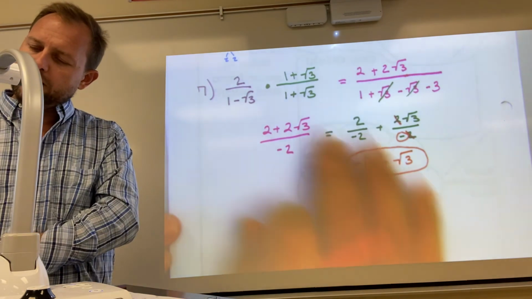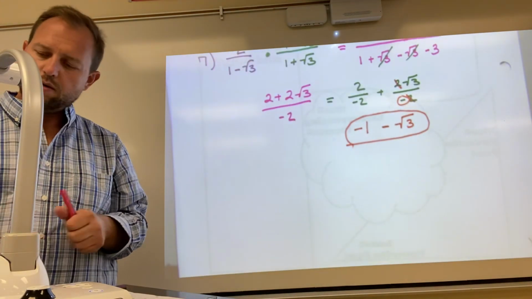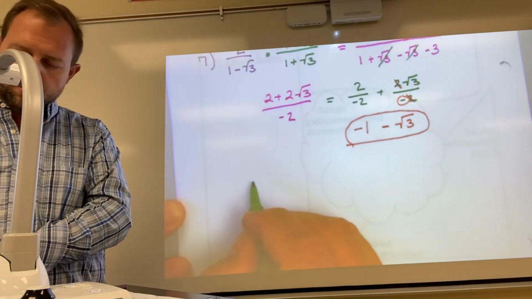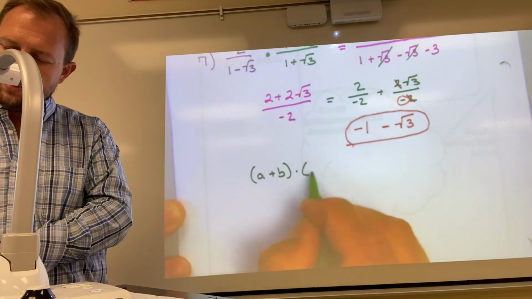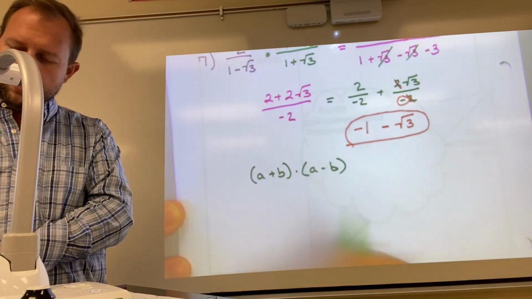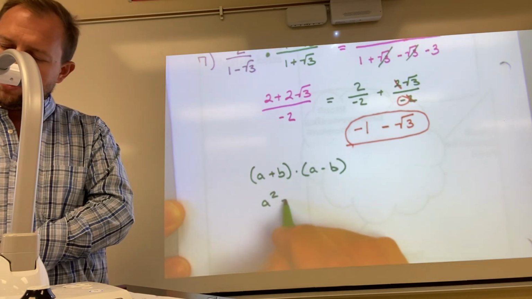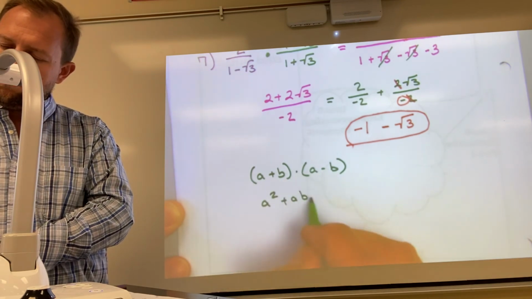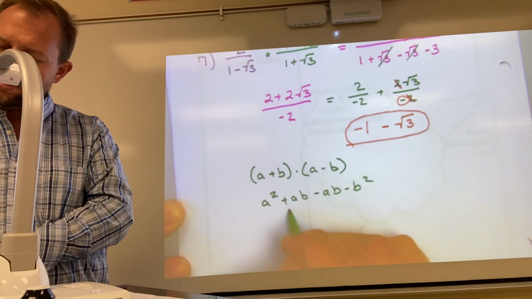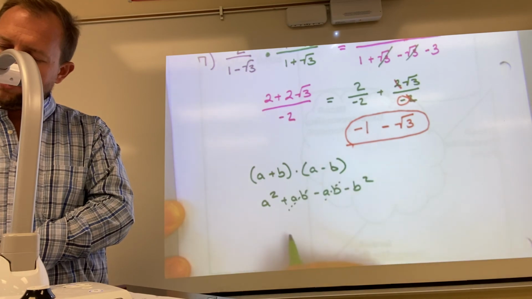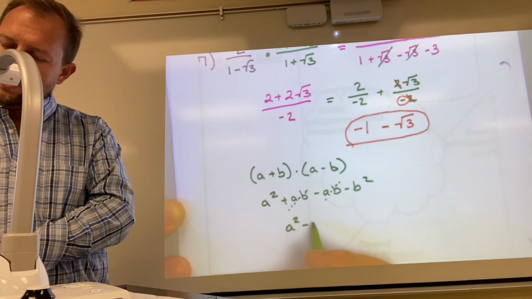Remember, the reason why we do this conjugate, just as a side note, we can look at it with any binomial, a plus b times a minus b, and we get a squared plus ab minus ab minus b squared. The ab's cancel and we're left with the first term squared minus the second term squared.